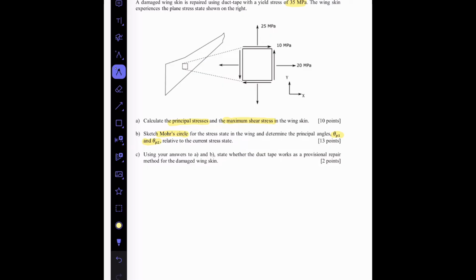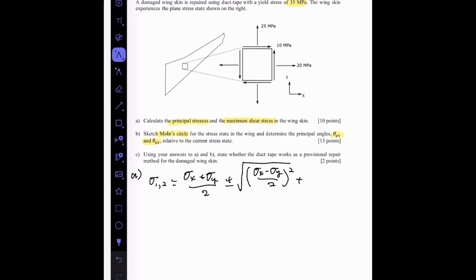So for part A, we have calculating the principal stresses, which we can do using this quick equation: sigma 1,2 equals sigma x plus sigma y over 2, sorry, plus or minus the square root of sigma x minus sigma y over 2, and that whole term squared, plus tau xy squared. You might also recognize this formula in the form sigma average plus or minus tau max, but we'll stick with this one for now.